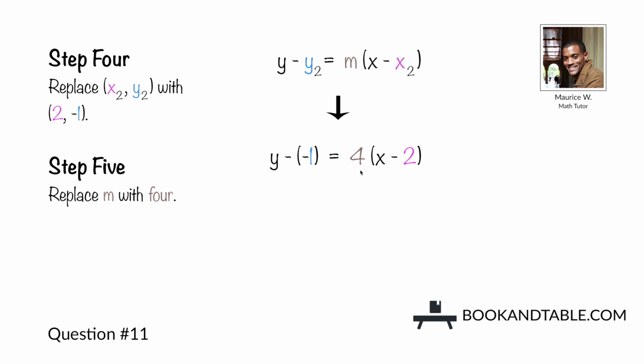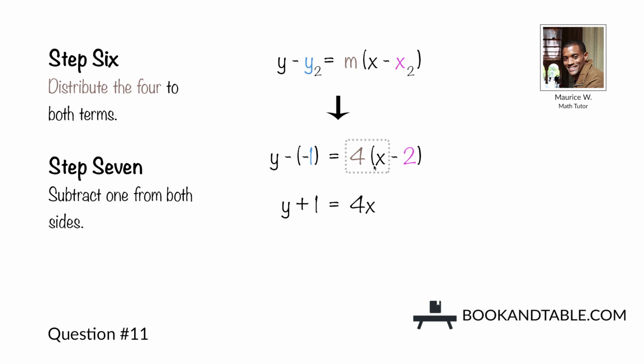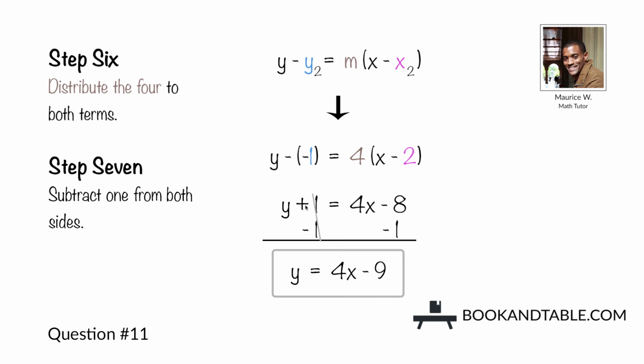So we want to distribute this 4 to each term. 4 times x is 4x. 4 times negative 2 is negative 8. So we have y plus 1 is equal to 4x minus 8. To get rid of this positive 1, we'll subtract 1 from both sides. Negative 8 minus 1 is negative 9. So we wind up with y is equal to 4x minus 9. So we got the same equation with both the points.